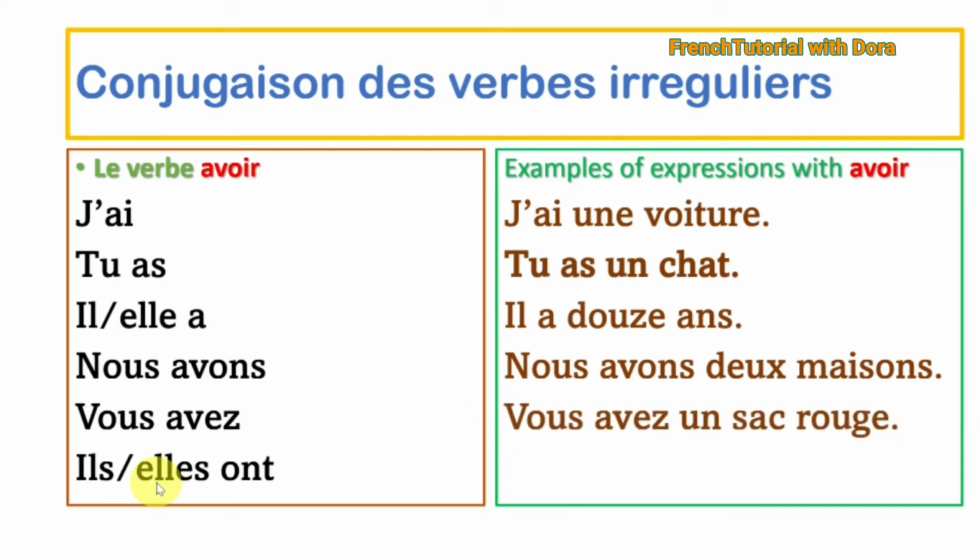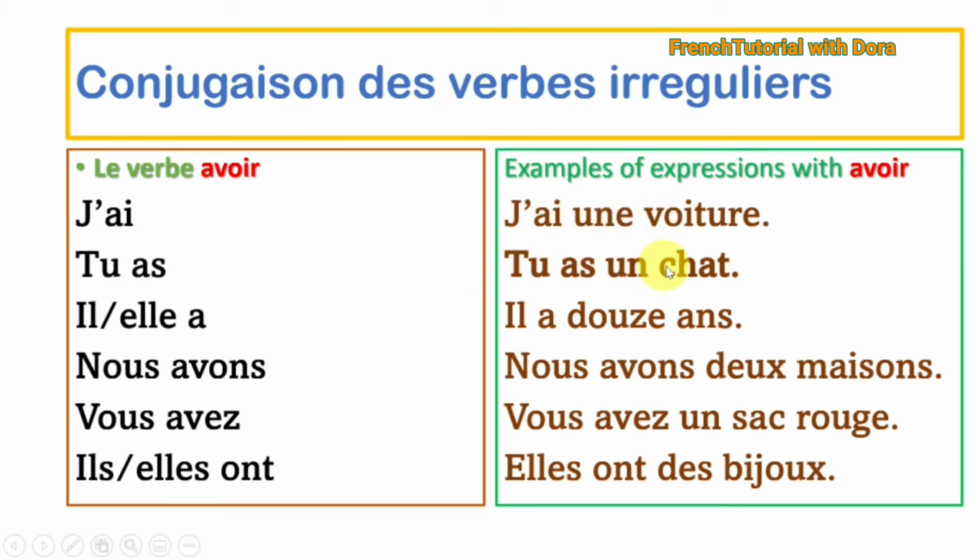Vous avez un sac rouge. You have a red bag. And the last one, elles ont des bijoux. They have jewelries. So I hope you can go through that again so you'll be able to make these simple expressions with the verb avoir. I can just take it for you for the last time. J'ai une voiture.